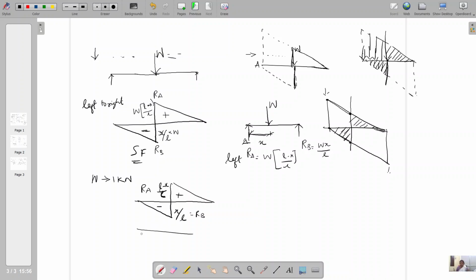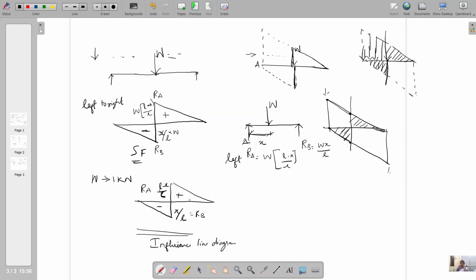This particular diagram is called the influence line diagram. So what is an influence line? It is an influence parameter for a given loading at a given section, representing shear force variation as well as bending moment variation.